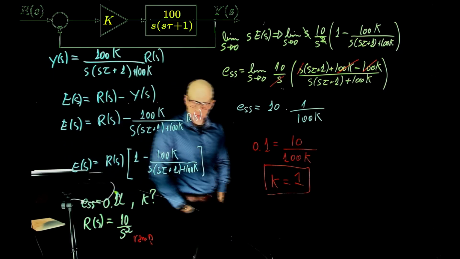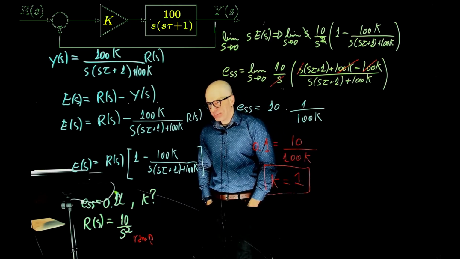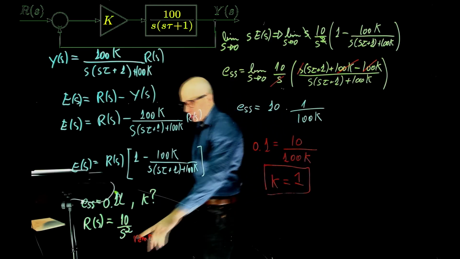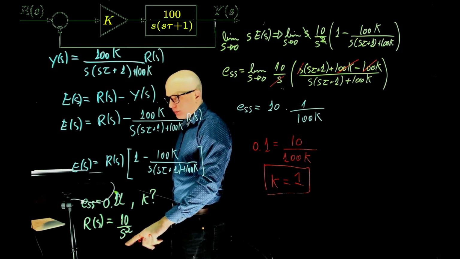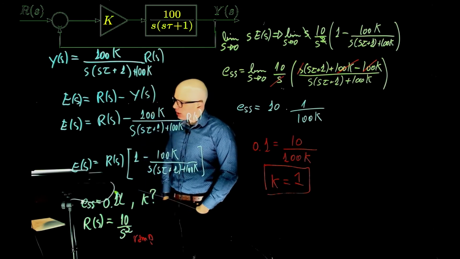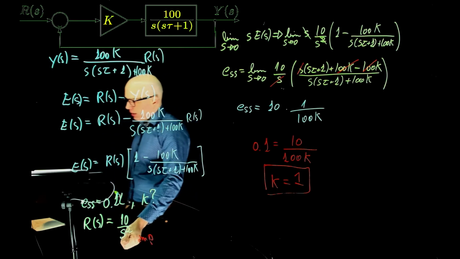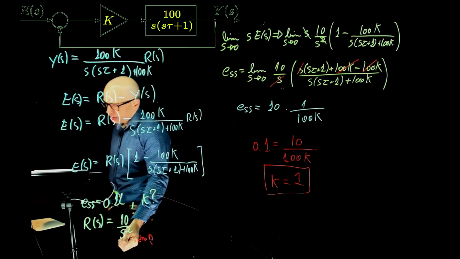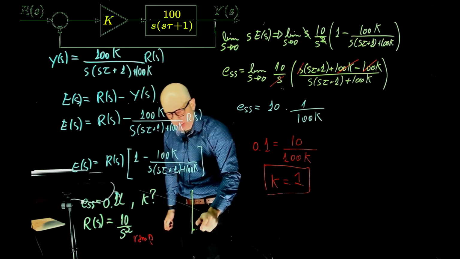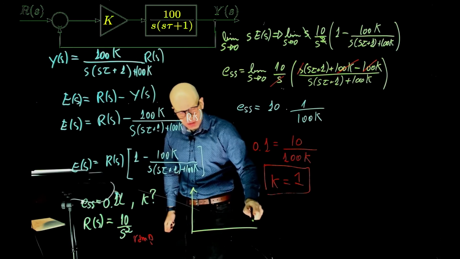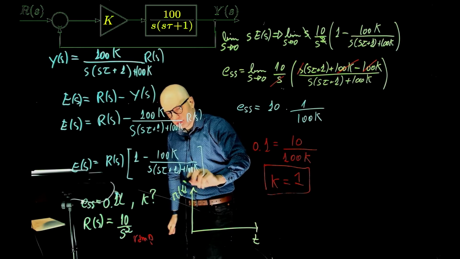Questions? Yeah, how do we know it's 10 over s squared for the R of s? Where did this come from? Was it because last problem was just 1 over s? Yeah, so the last problem, the input was a step input. In this problem, the input is a ramp input of 10 liters per minute. So the airflow that we want is something over time. So this would be R of t is something like that.